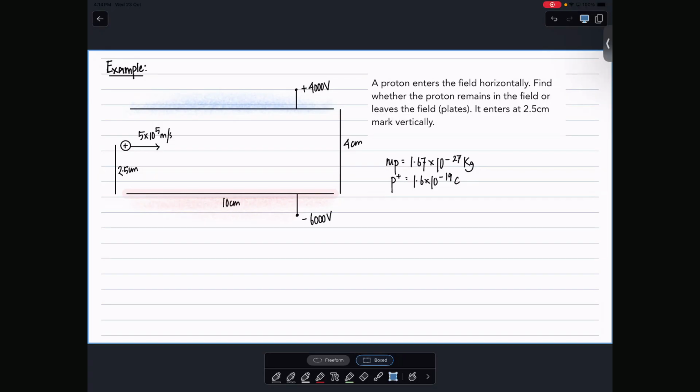Stays inside. How did you conclude that? Range. That's okay. And the range is less than 10. What's your acceleration? Acceleration. Josh. Okay.